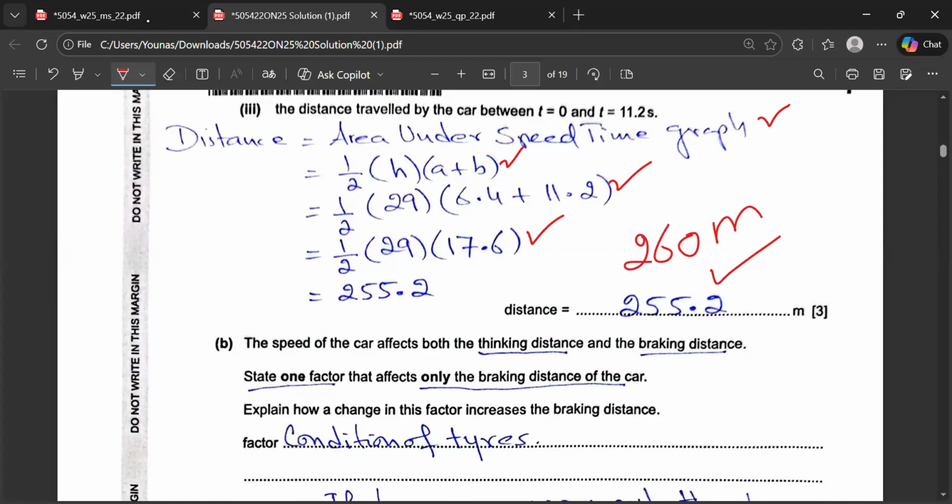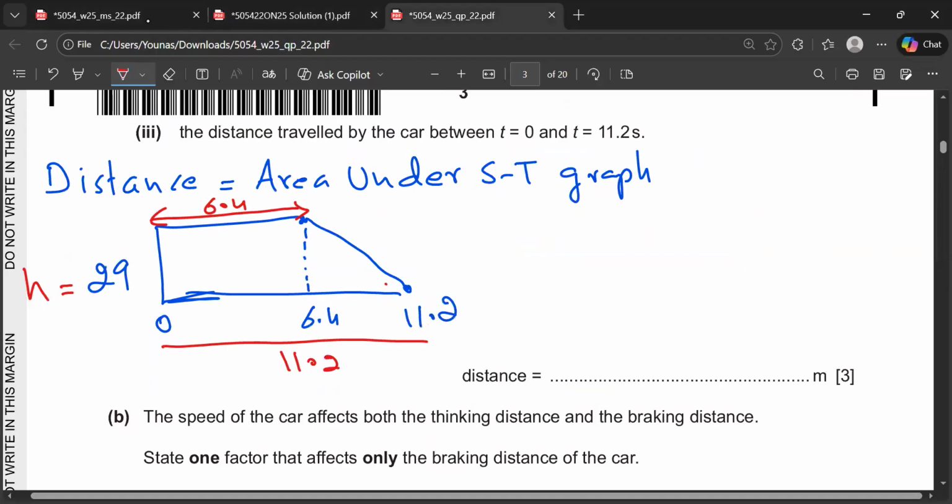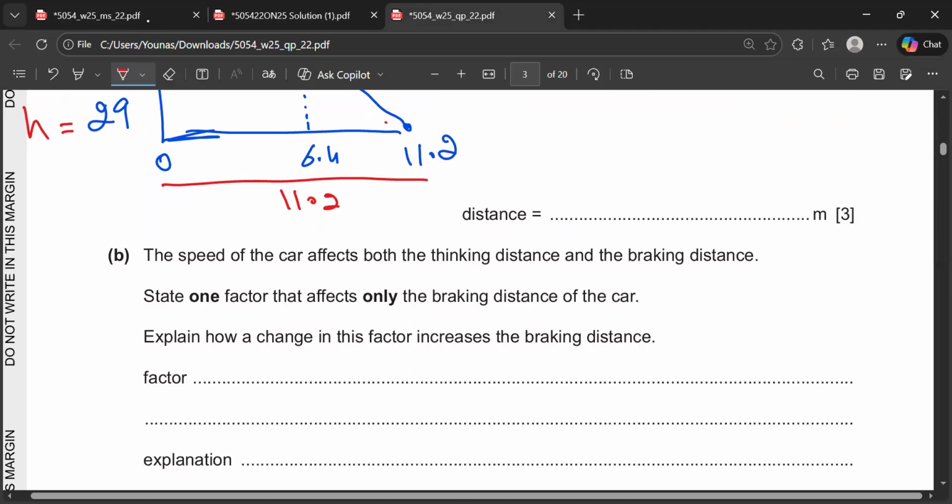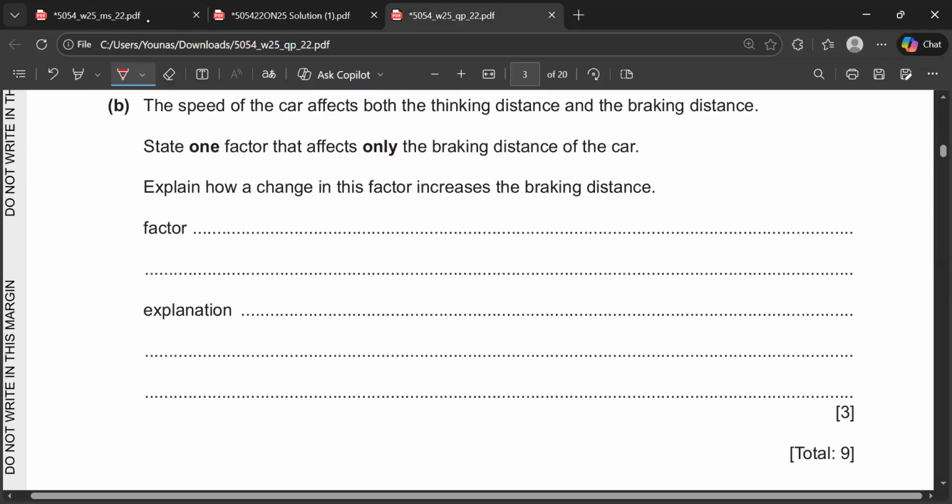Okay. So let's go back and move to the next one. Question number 1, and it's B part. The speed of the car affects both the thinking distance and the braking distance. State one factor that affects only the braking distance of the car. Explain how a change in this factor increases the braking distance.